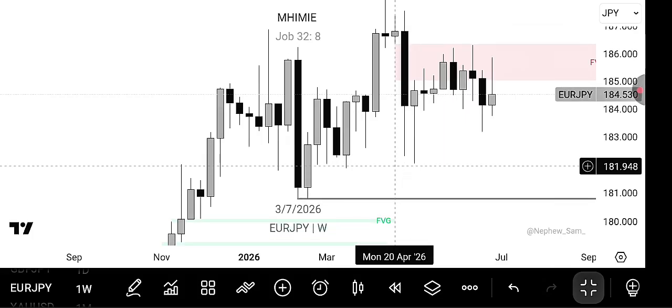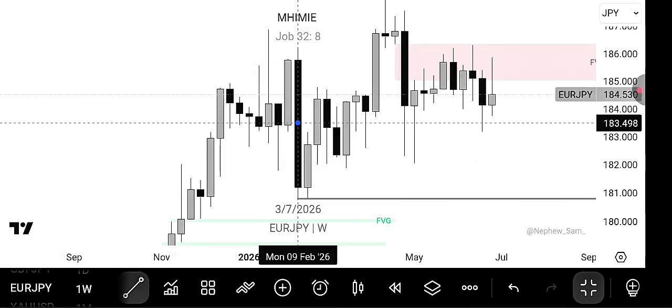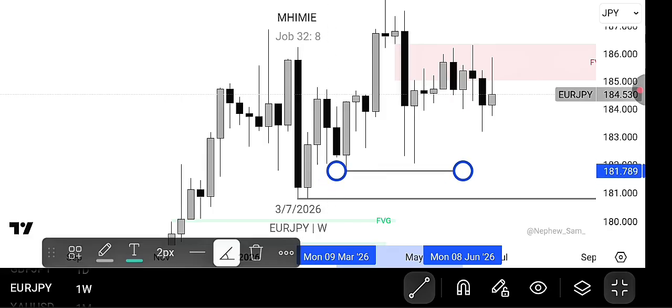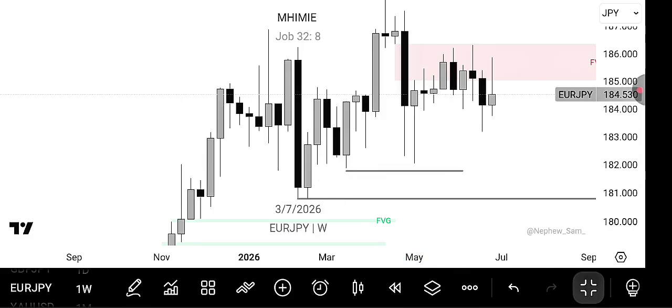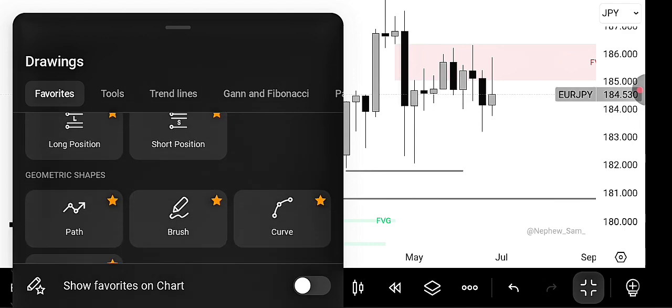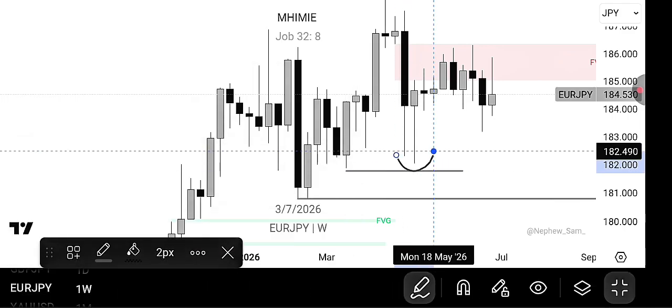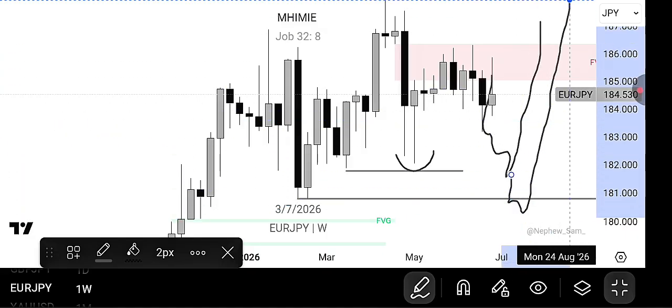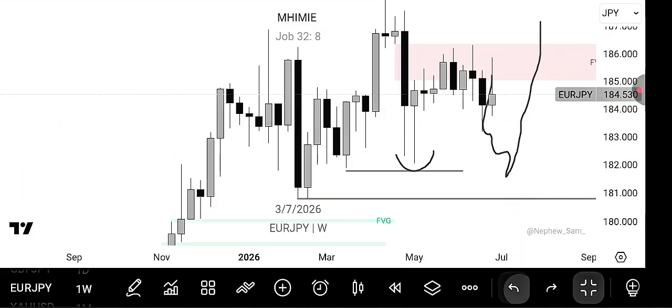Now, we find out that price gave us internal liquidity right here. So similar thing with GJ. This is coming from a faulty foundation. All right, so most likely price will come for it, then maybe buy, or eventually take it out, then buy. All right.